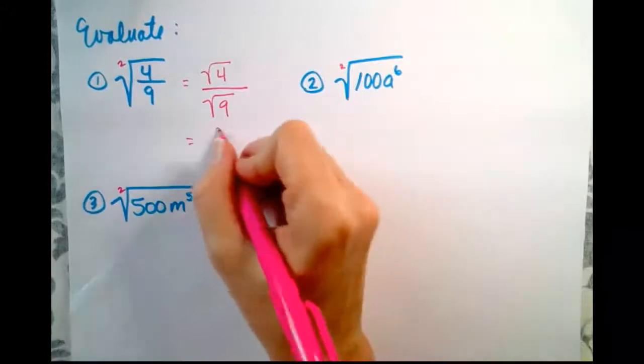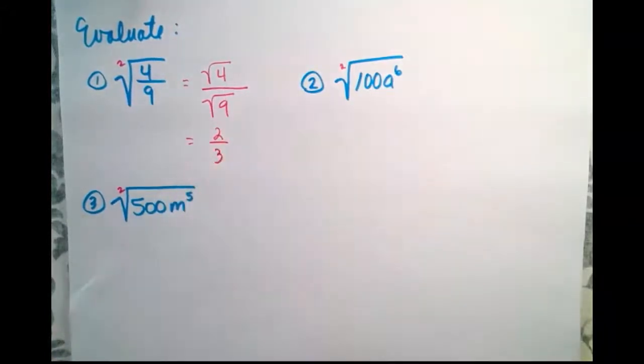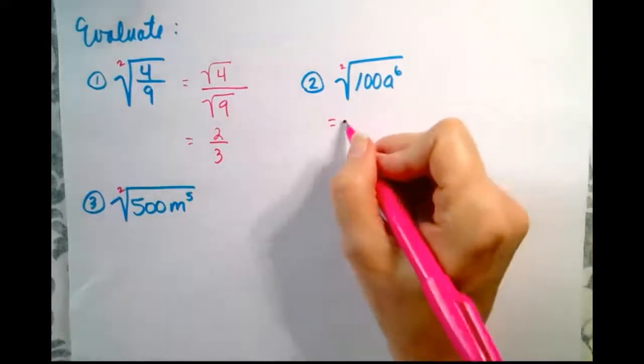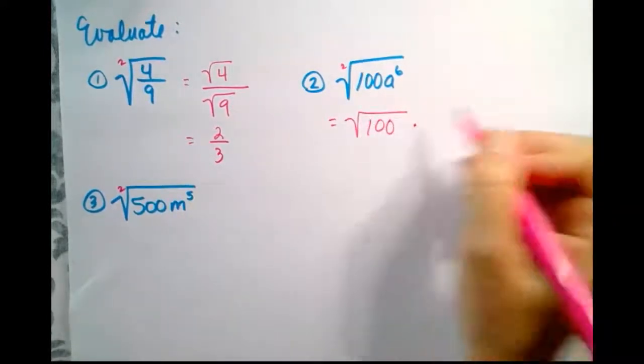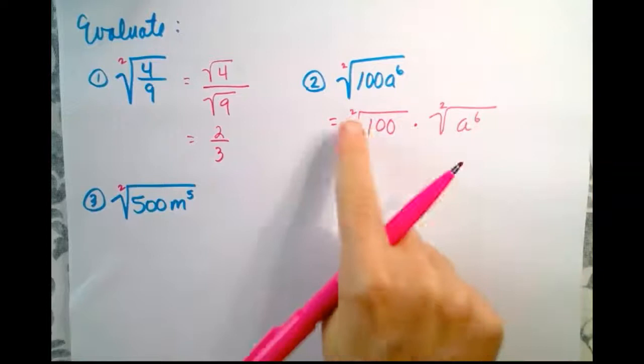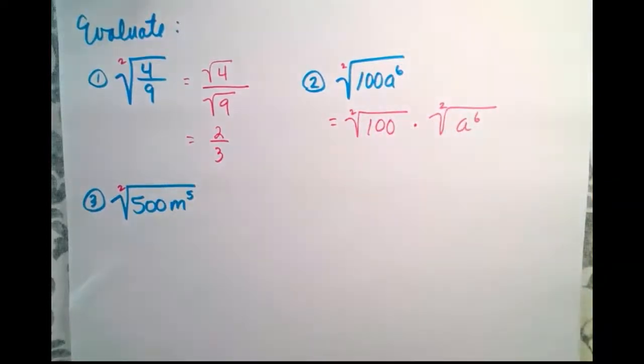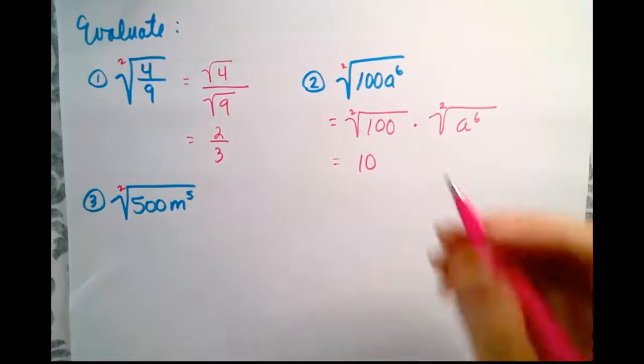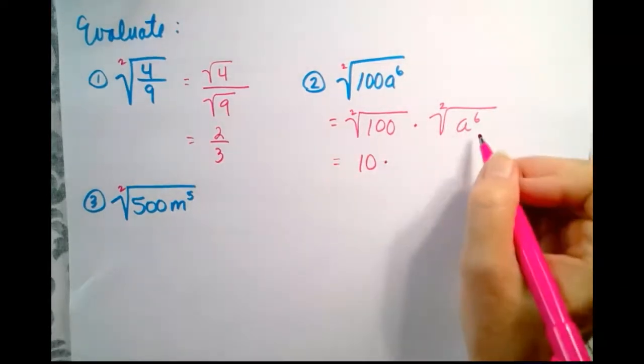So the square root of 4 is 2, the square root of 9 is 3, so the square root of 4/9 is 2/3. We're only considering principal positive roots here because we're not solving, we're just evaluating. Number 2, if you would like, you can separate this into the square root of 100 times the square root of a to the 6th. And I'm continuing to write the 2's up there to remind you that the index is 2. So the square root of 100 is 10. Why? Because what number times itself is 100? That's 10.